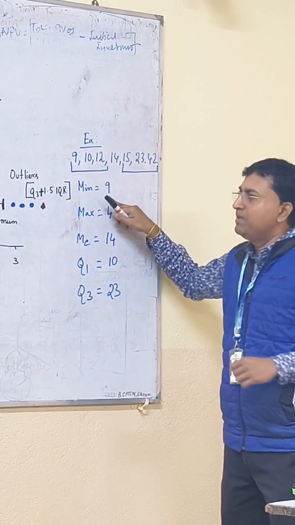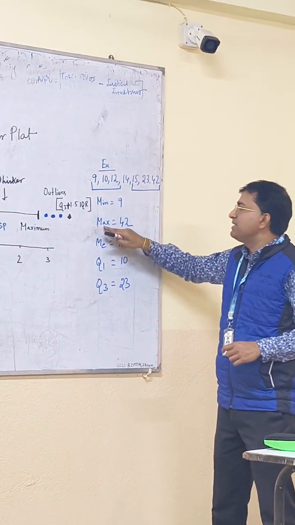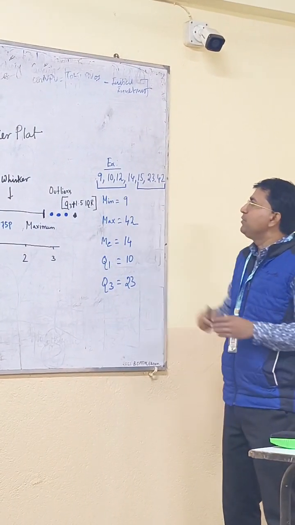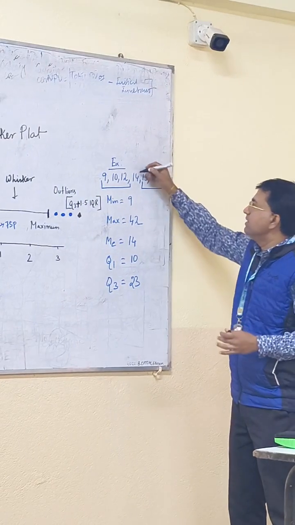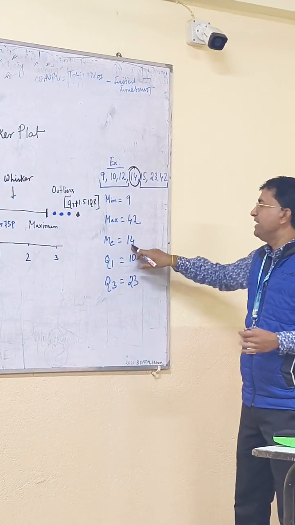As per the five number summary, we need the minimum number, that is 9. Side by side, we need the maximum number, that is 42. And in between, the middle number is 14, which represents the value of the median.